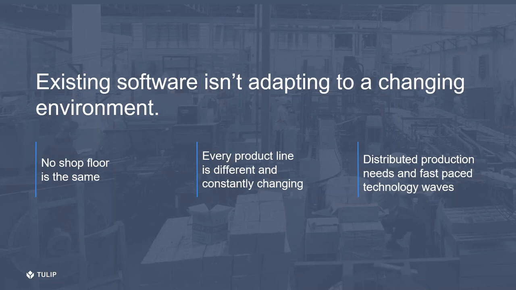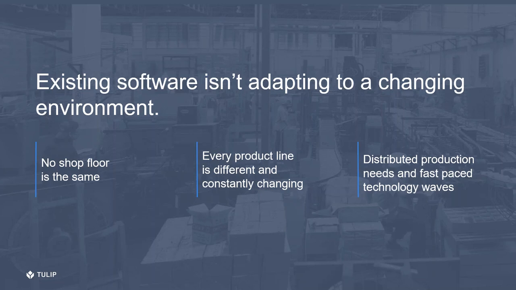Not only are they different, but they're also constantly changing. If you look at a manufacturing operation, perhaps product A sells and product B doesn't sell. And so you need to reconfigure this whole operation almost overnight to adapt to this new reality.